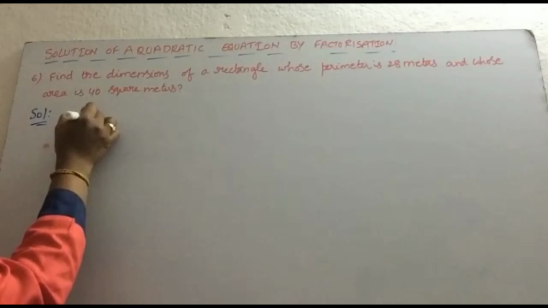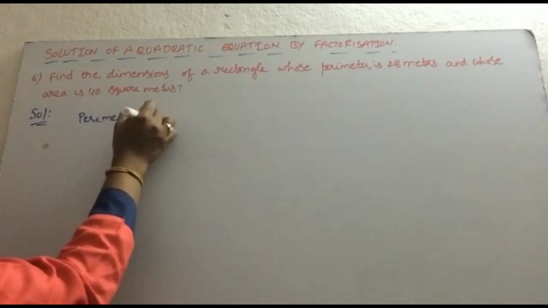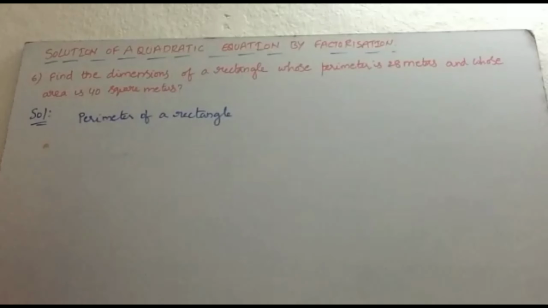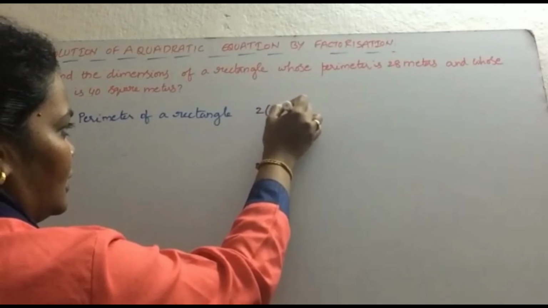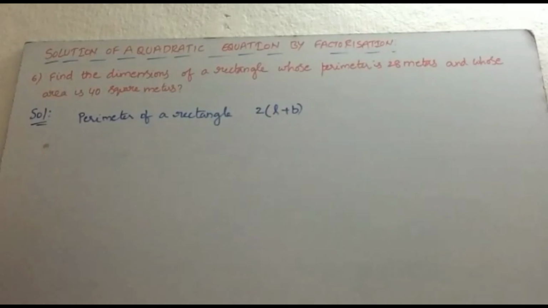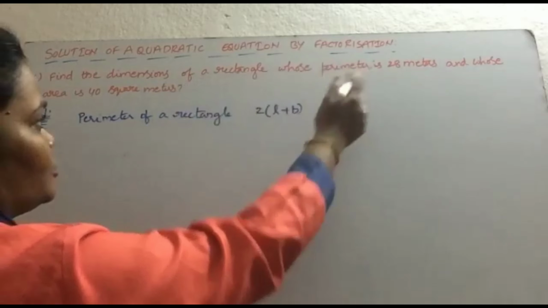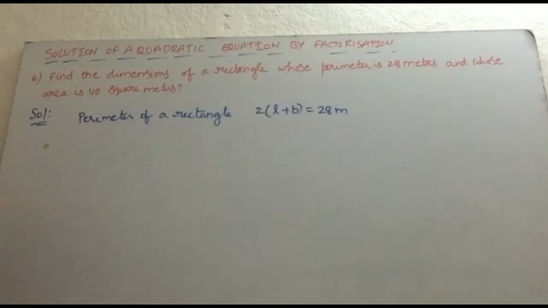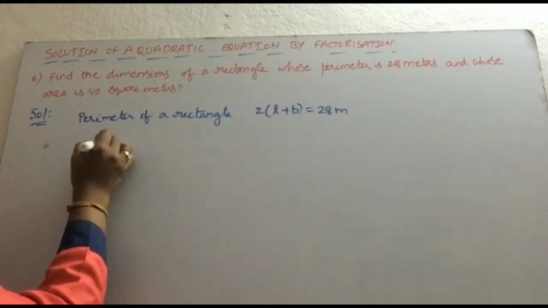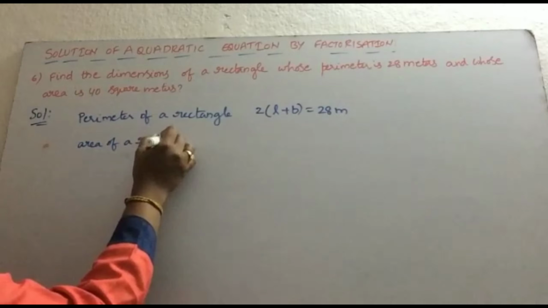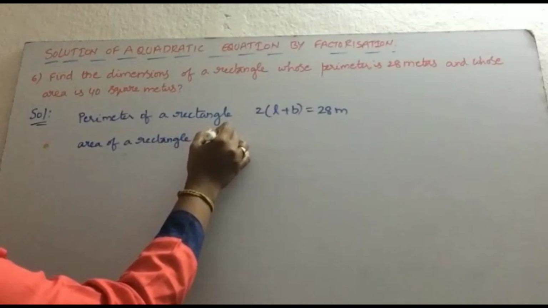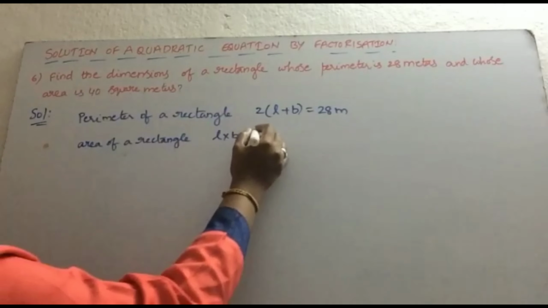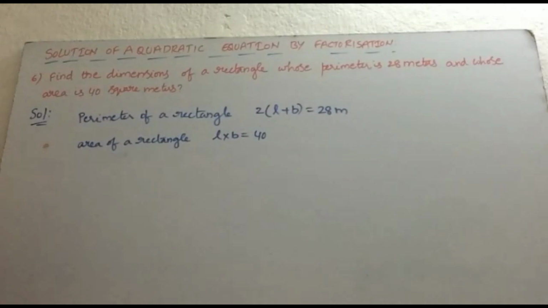The formula for the perimeter of a rectangle is 2 into (length plus breadth). They gave the perimeter of the rectangle as 28 meters, and the area is 40 square meters. The area of a rectangle is length into breadth, that means L into B is equal to 40 square meters.